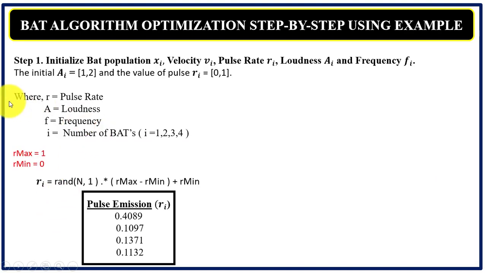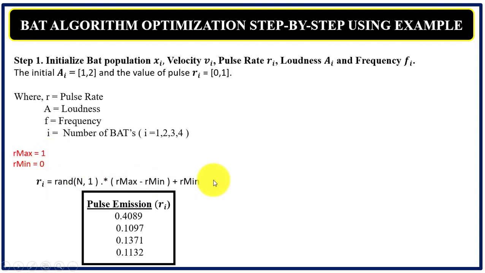Now we will initialize A, denoting loudness, and R, denoting pulse rate. So we have loudness between 1 and 2, you can see the domain, and the pulse rate is 0 to 1. That is, maximum loudness is 2, minimum is 1, and maximum pulse rate is 1, and the minimum is 0. So first we will initialize the pulse rate here.